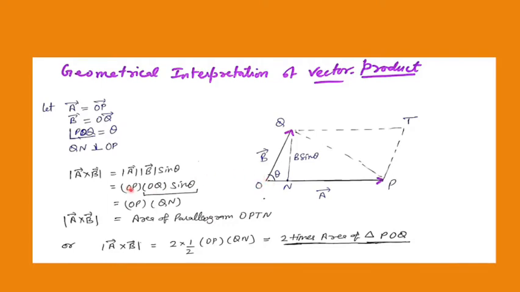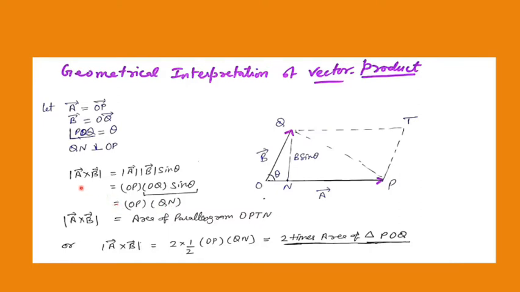Now A vector magnitude is given in this diagram by this length: OP is the magnitude of A vector. If I take the length OQ, it gives me the magnitude of B vector. And this is angle theta, which is shown to you in the diagram. So I can write sin theta. Now from this diagram, this OQ sin theta is equal to QN, because sin theta is QN upon OQ. So from that formula you can write OQ sin theta is equal to QN.